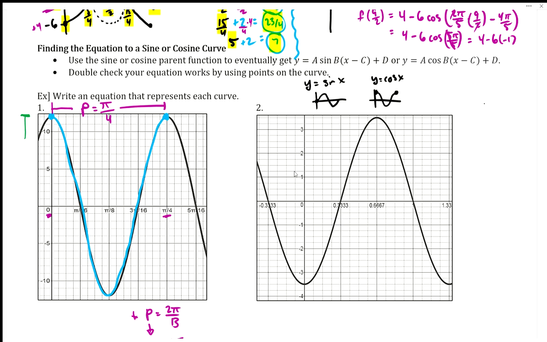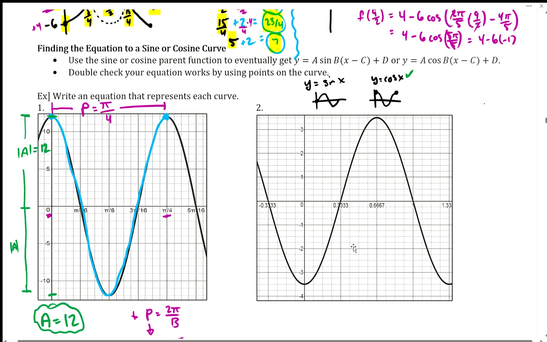But here we know it's not shifted vertically because this length and this length are the same. They're both 12. We see it goes up to 12 and down to negative 12. So our amplitude is 12. And because it looks like our most basic one right here, I'm doing a check mark, we know that there's no reflection. So we know that A is 12. And I'm going to cloud that.